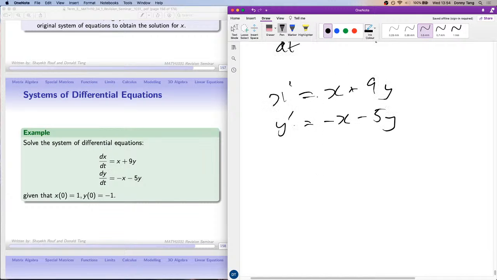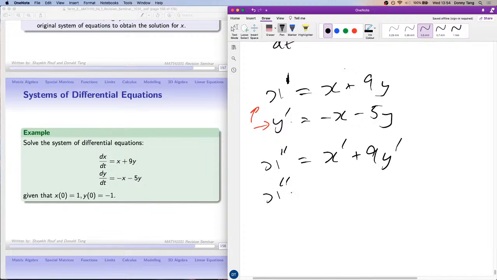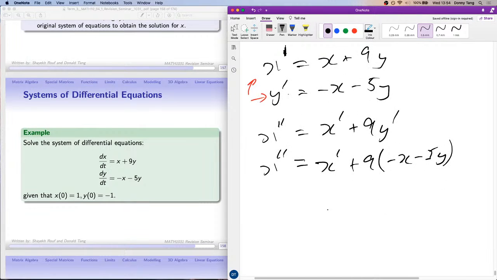What you need to do now is try to combine these two. In this case, I'm going to try and substitute y dash into this one here. So we differentiate the very first equation: x double dash equals x dash plus 9 y dash. Then we can sub in y dash because we already know what it is. So we have x dash plus 9 times (negative x minus 5y). Then we bring this out: x dash minus 9x minus 45y.